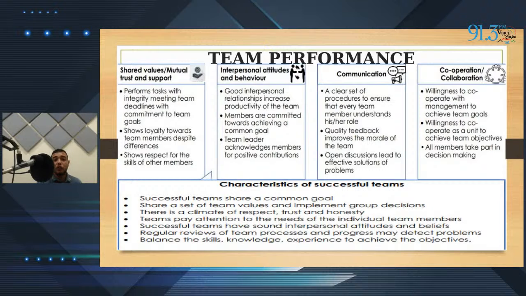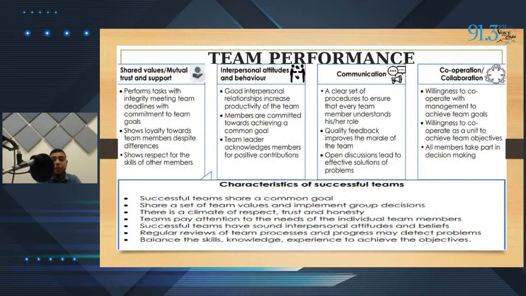We now move on to team performance. With team performance, they would ask us what is team performance? Name the four different types of team performances. You can say it is shared values or mutual trust and support, interpersonal attitudes and behavior, communication, and cooperation or collaboration. So, what is shared or mutual trust and support?